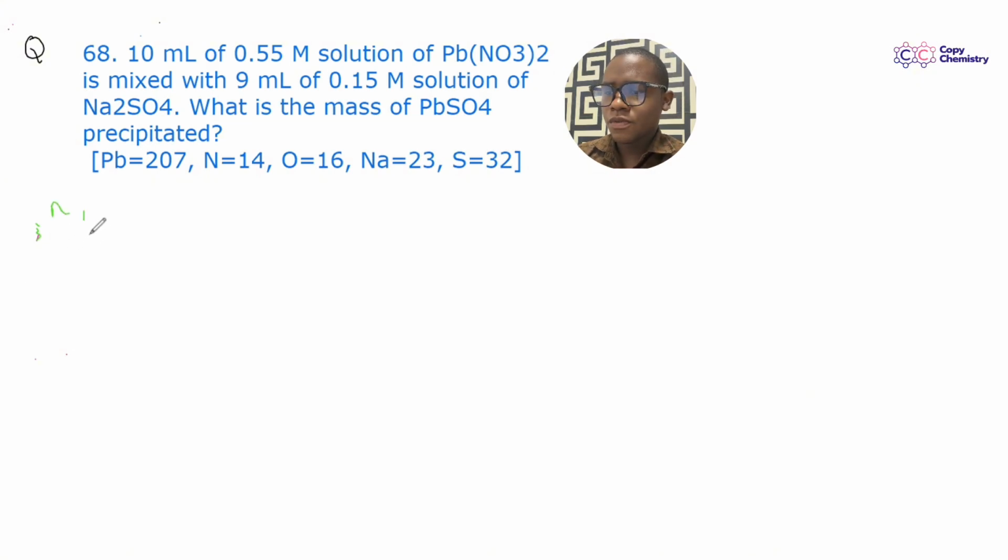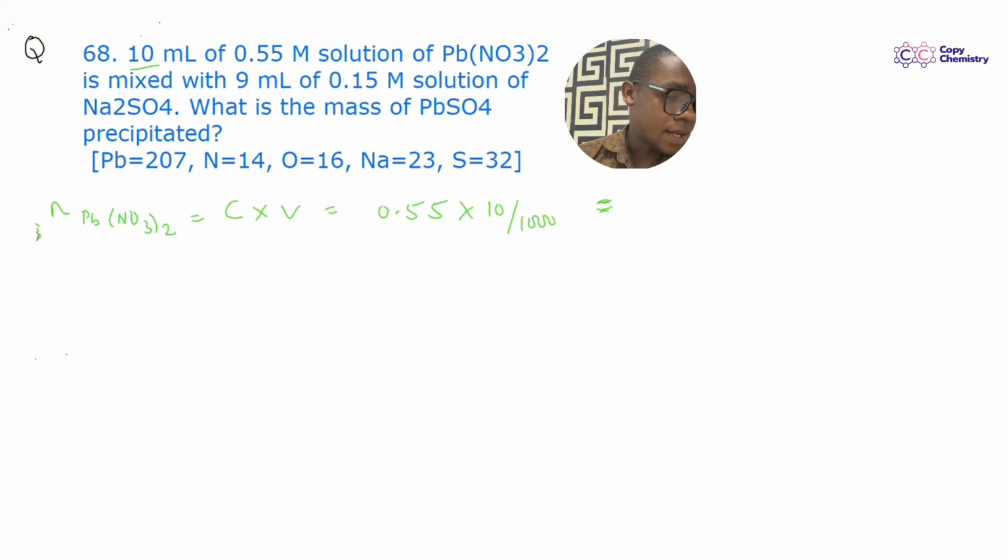So number of moles of Pb(NO3)2 would be concentration multiplied by volume. So that would be 0.55, that's the concentration, and I'm multiplying it by the volume I have there, which is 10 ml. But I'm not just using 10. I have to divide that by 1,000. Tell me why in the comments. Why am I dividing that by 1,000? So when I do that, I would have 0.0055, I believe. Yeah, in moles.